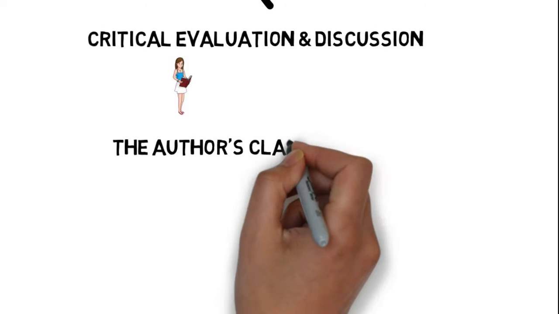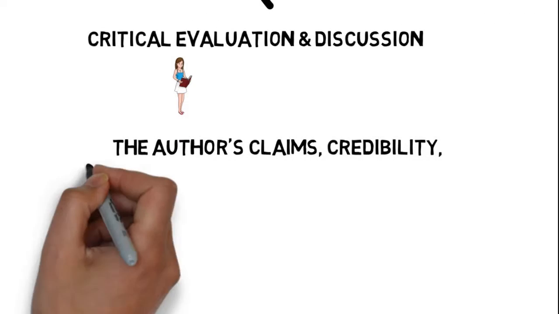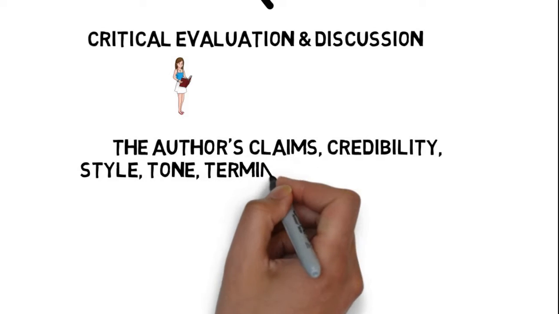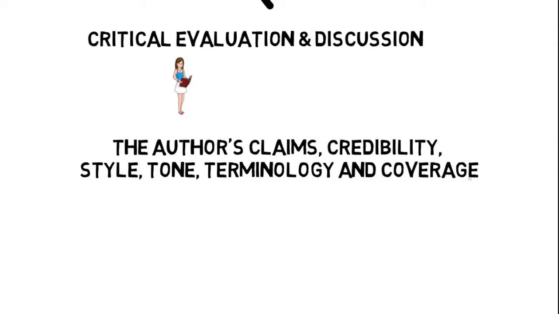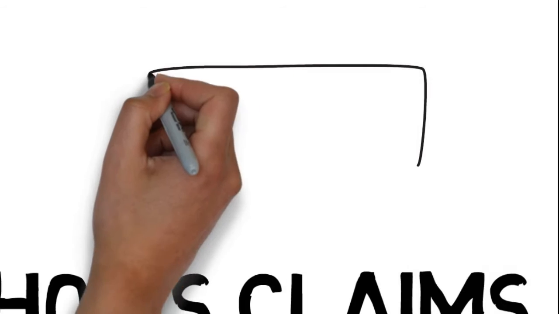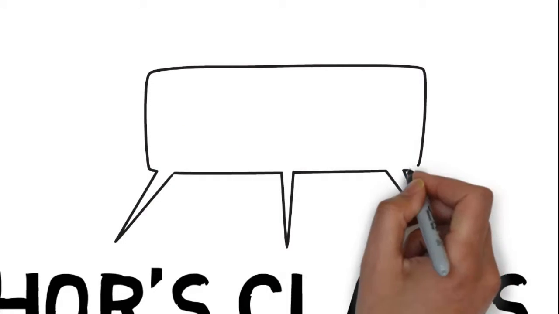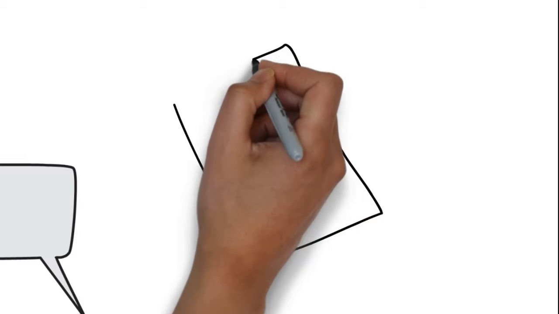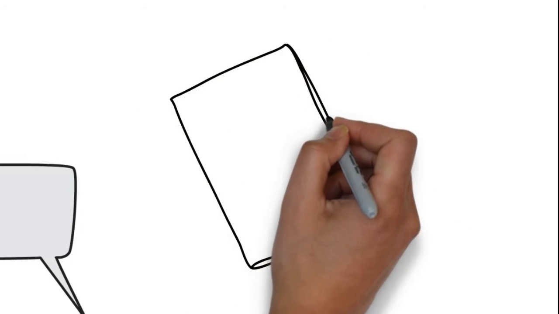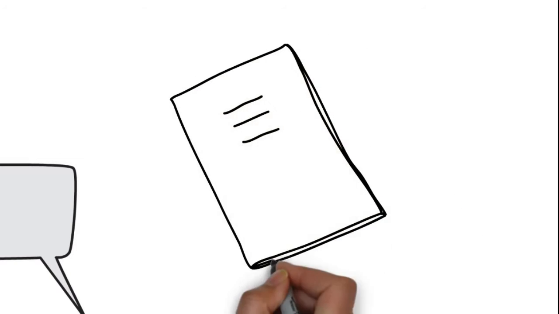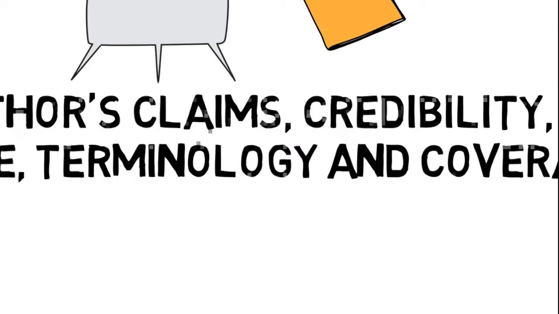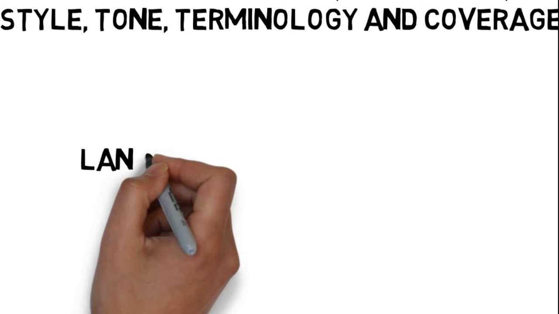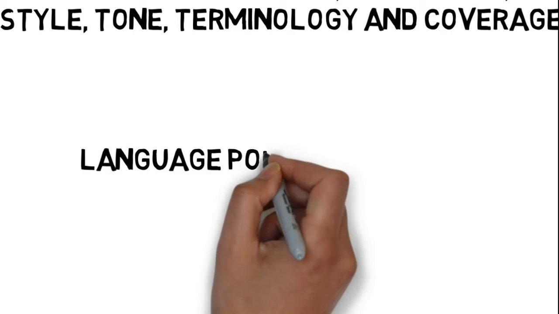The participants identified problems with the author's claims, credibility, style, tone, terminology, and coverage. They also discovered that this book was an illustration of the use of narrative as a hegemonic tool. The notion of English as a tool of linguistic and cultural domination has gained attention in English language study in part due to the work of Robert Phillipson.